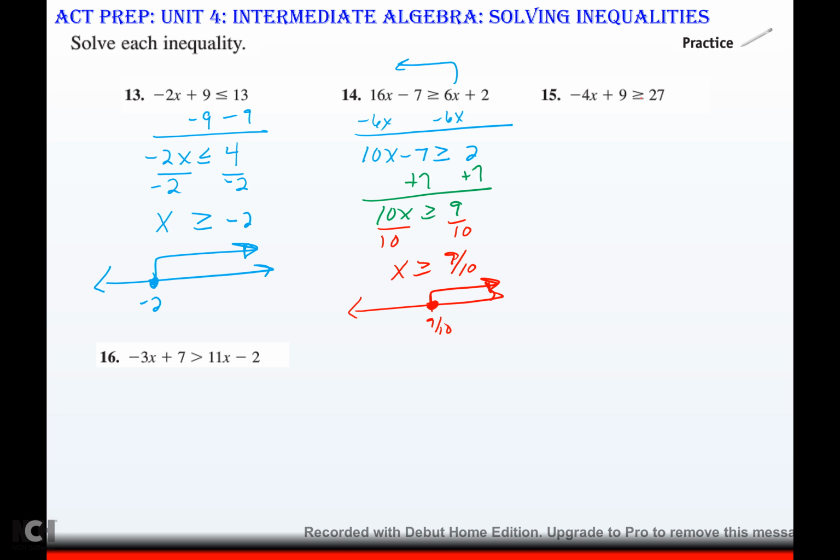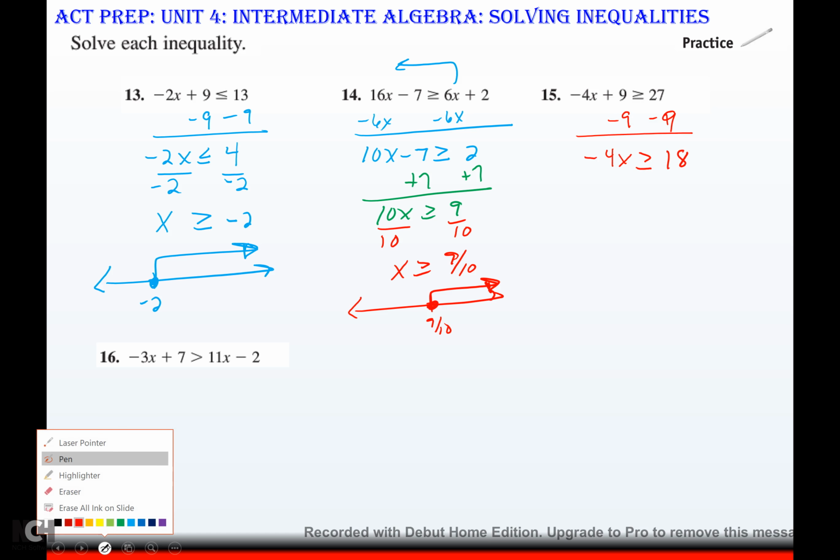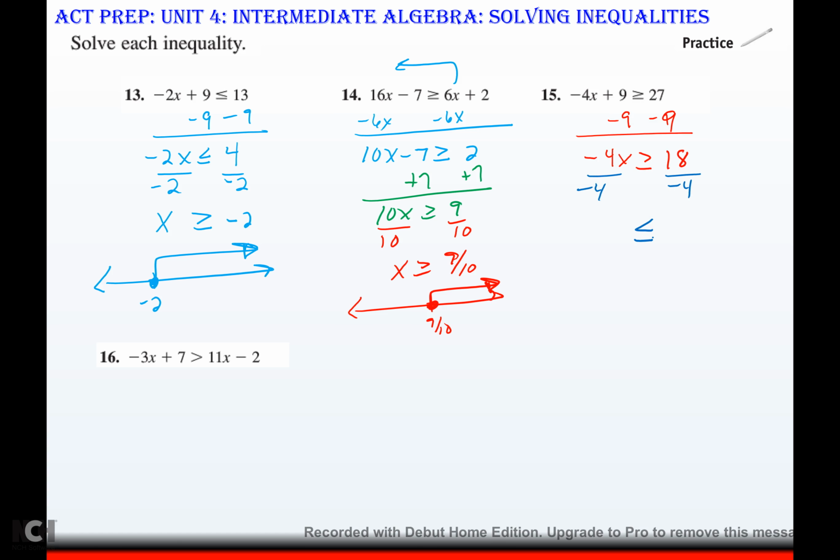Okay, number 15. To get x alone, I'm going to minus 9. That gives me negative 4x greater than or equal to 27 minus 9 is 18. Then I'm going to divide by negative 4, which will flip my inequality. Cancels and gives me x, and this is going to be negative 18 over 4, which I can reduce by 2, which gives me x is less than or equal to negative 9/2. Which means I can include negative 9/2 because of the or equal to and anything smaller. Okay?